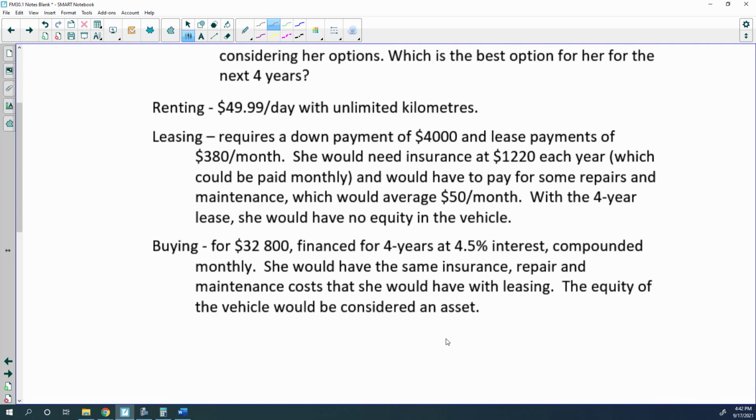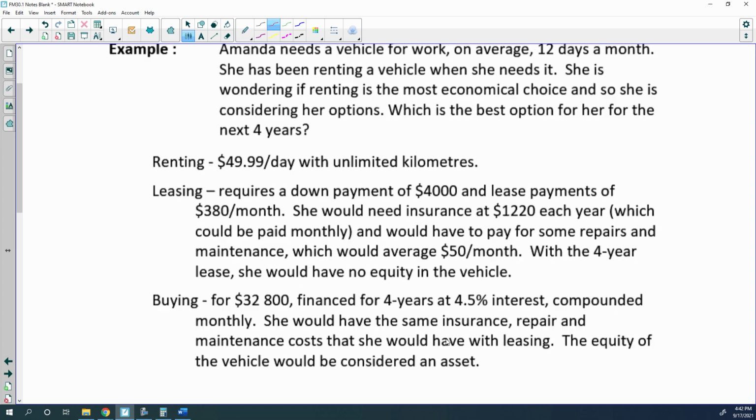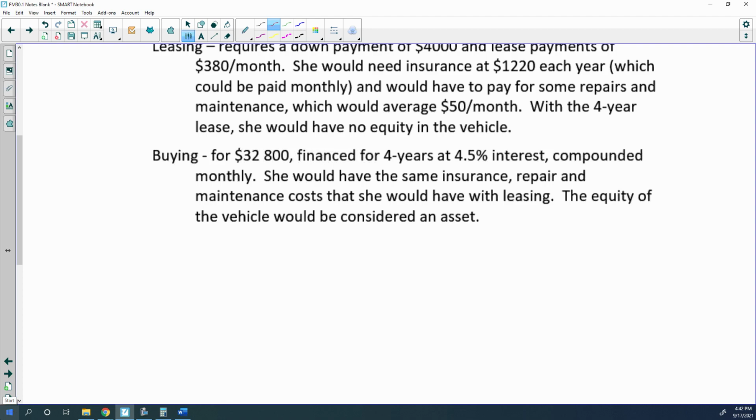And then the last one, she could buy for $32,800, financed for 4 years at 4.5% interest, compounded monthly. She would have the same insurance, repair, and maintenance costs that she would have with leasing. The equity of the vehicle would be considered an asset. So we're going to start with renting.